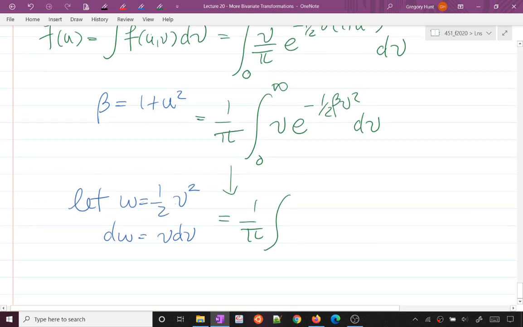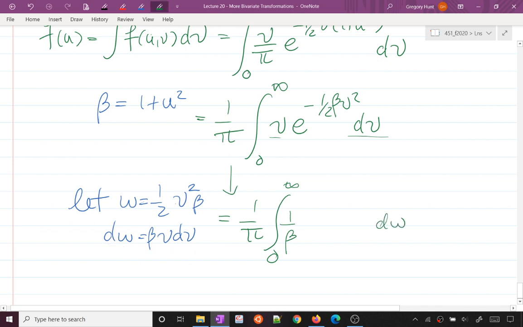In that case, what's my integral? Maybe I should change my u substitution. I should have a beta here. Let's add the beta to my u substitution. There we go. Okay, if I do that, now what's my integral? What are my limits? My limits should still be 0 to infinity. And then v dv is the same thing as 1 over beta.